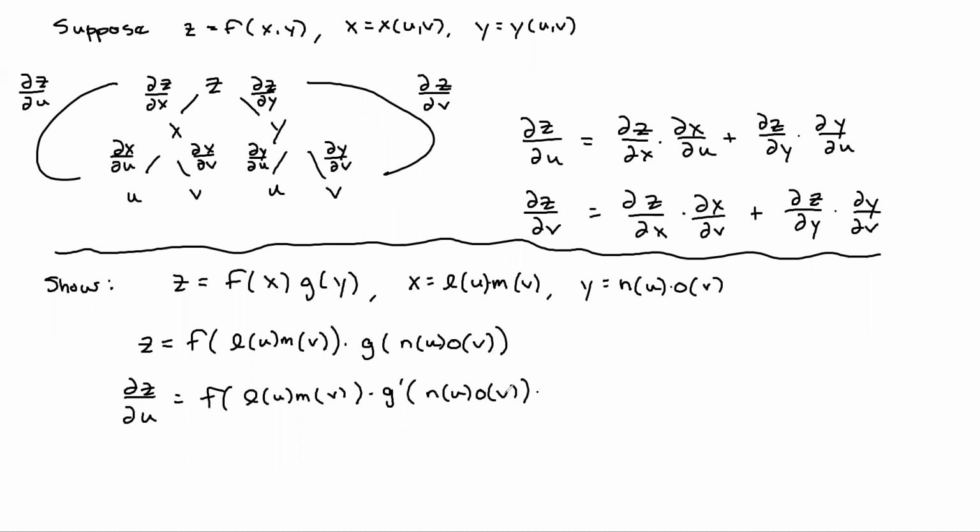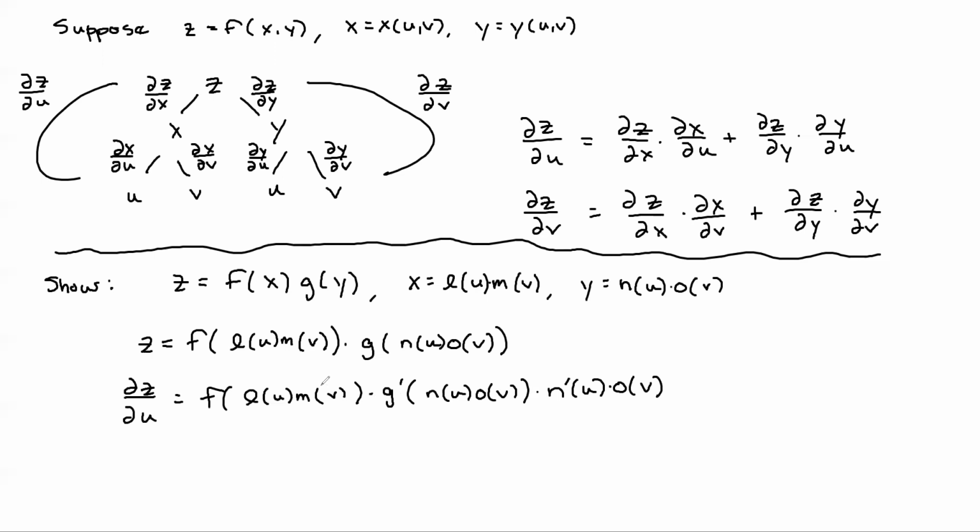When you differentiate the inner function here, you're differentiating with respect to u, so you're going to treat the v's like they're constants, and so you're going to end up with n prime of u times o of v. Whatever's inside that o of v is all treated as a constant, so it just drops down, and the derivative of n of u with respect to u is just n prime of u.